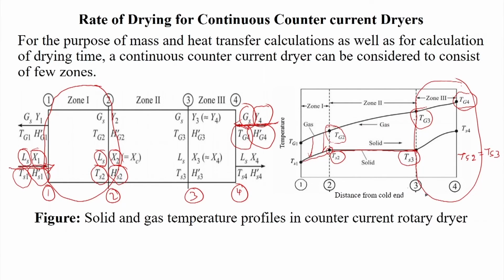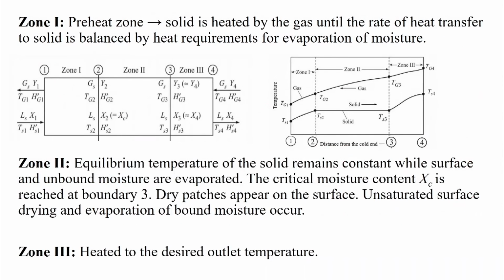Again in zone 2, the unbound moisture is removed, and the bound moisture content up to the critical moisture content is decreased, with the gas temperature going from Tg3 to Tg2, and then in zone 1 the temperature of the gas decreases from Tg2 to Tg1. In this zone, which is called the preheat zone, the solid is heated by the gas until the rate of heat transfer to the solid is balanced by the heat requirement for evaporation of the moisture.